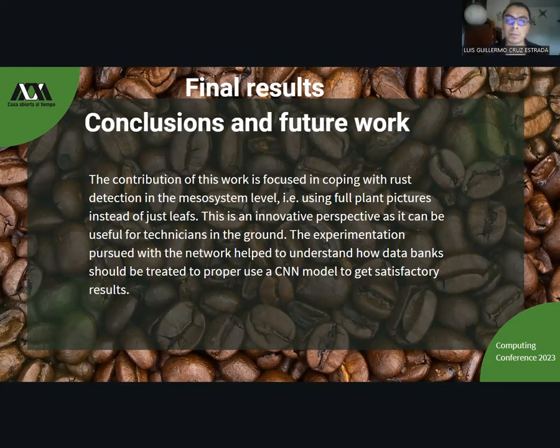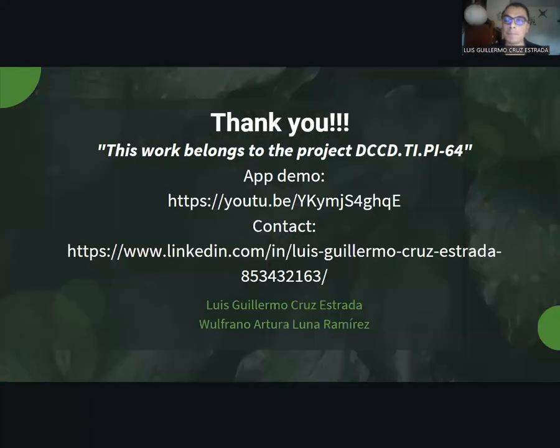Finally, the contribution of this work is focused on coping with rust detection at the mesosystem level, using full plant pictures instead of just leaves. This is an innovative perspective, as it can be useful for technicians on the ground. The experimentation pursued with the network helped to understand how dataset banks should be treated to properly use a CNN model and get satisfactory results. Thank you so much.